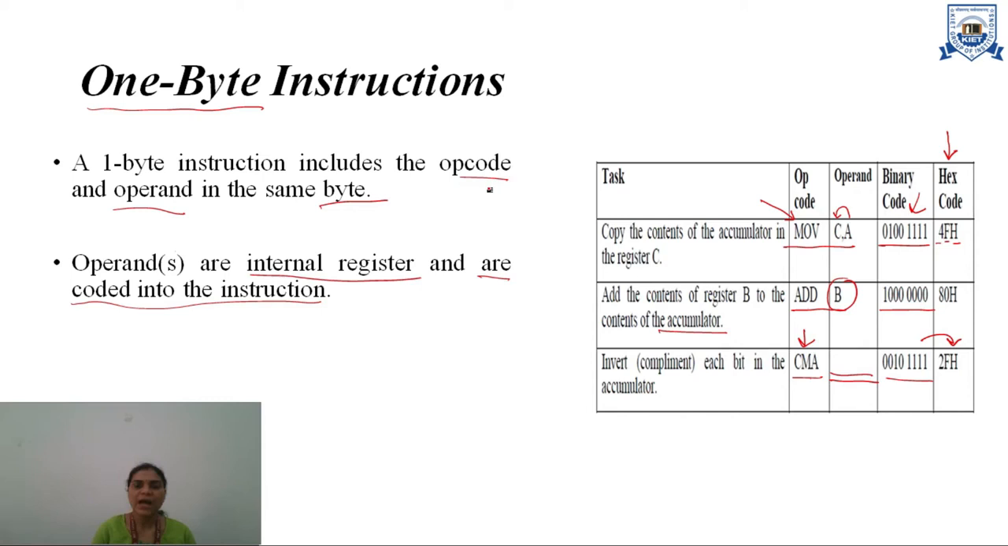The main property is that these instructions are specified by only 1 byte. So in the first type of instruction format, both operands are in internal registers of the processor. In the second, one operand is in a general purpose register of the processor, and the other operand is in the accumulator. And in the next example, the operand is implicit. So these are the examples of the 1 byte instruction format.